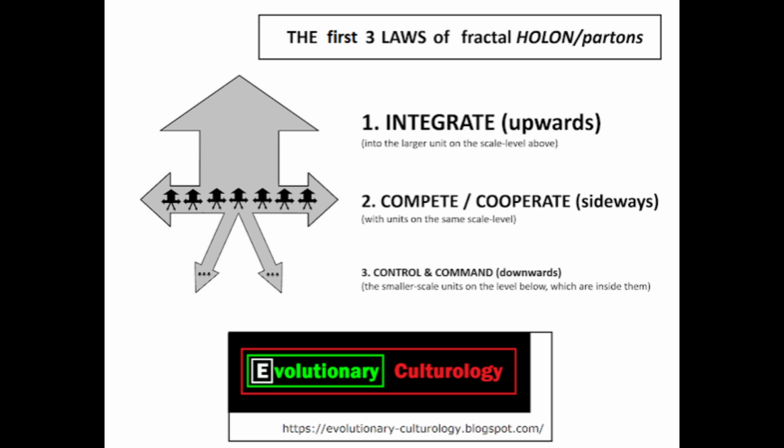And third is command and control downwards. Larger Holland-Partons influence or organize the parts within them, like a chapter structuring its paragraphs, or an organism regulating its organs, or a nation coordinating its different institutions. Integration up, interaction sideways, control down, governing everything from atoms to societies.